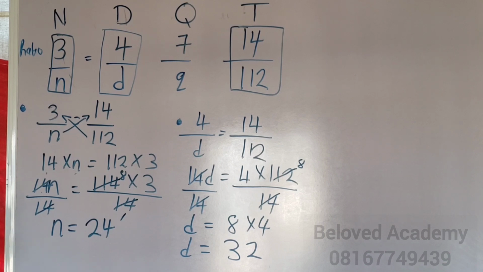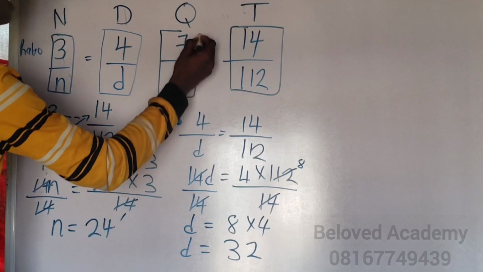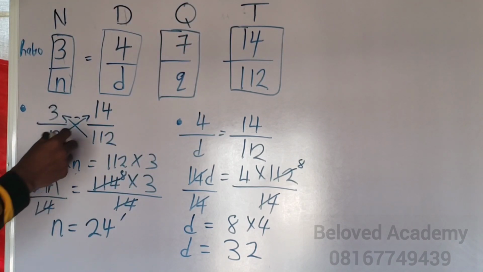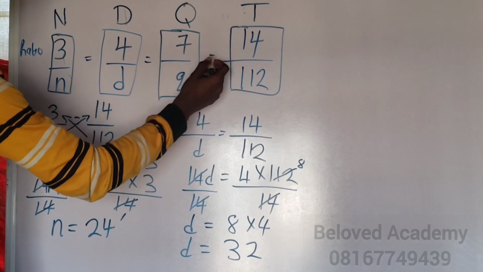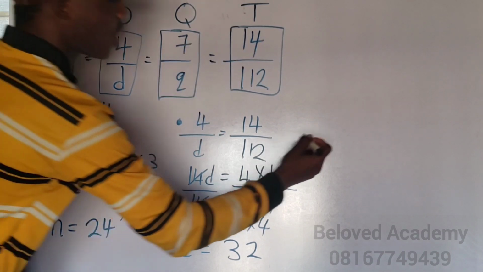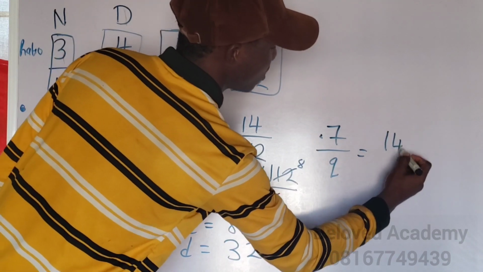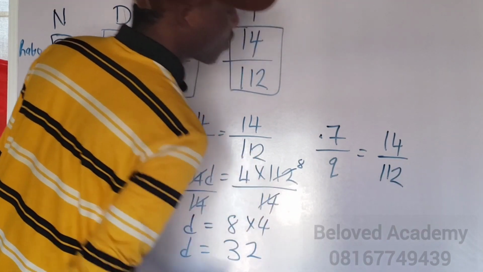Do you understand? So we can determine for quarters also. You know, in the first method, I didn't show you how to determine for quarters. But if you get it right now, you're going to know. Let's check. Just set the fraction of the quarter coins equal to the total fraction. So for this, I'm going to have 7 all over q is equal to 14 all over 112. Now, cross multiply.